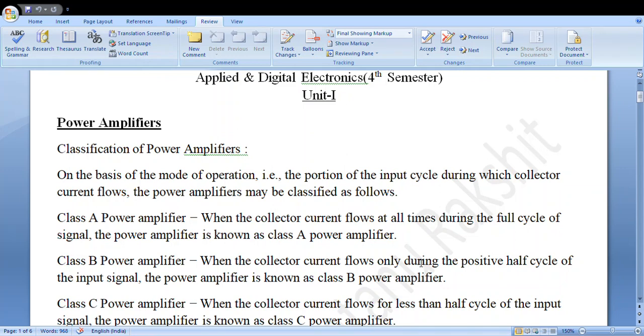Good morning, students. Today we are going to discuss the subject Applied and Digital Electronics that you have in your fourth semester. Today's topic of discussion is Unit 1, Classification of Power Amplifiers.